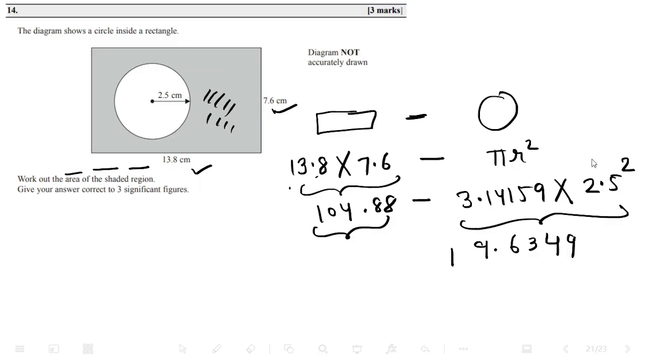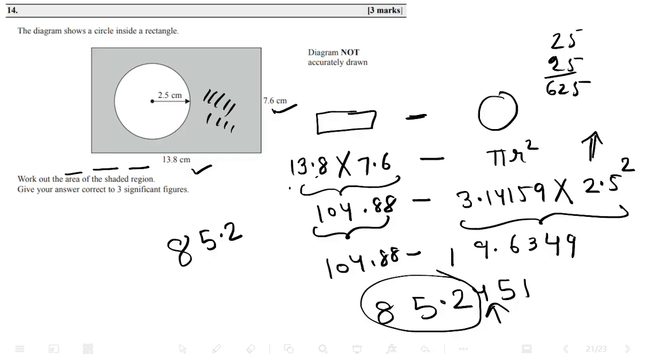We know that 25 into 25 is 625, right? Something like that. The calculation will be 104.88 minus 19.6349, and we are subtracting them. The answer is 85.2451, and we are asked for 3 significant figures, so we take only 3 significant figures. The next digit is 4, so there is no need to add 1, and this is the exact answer.